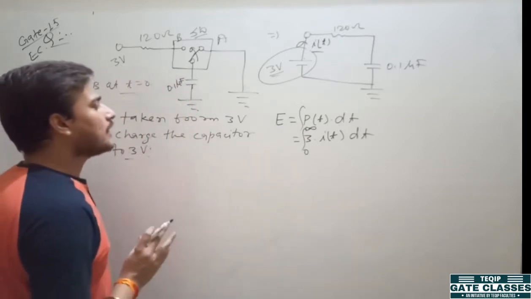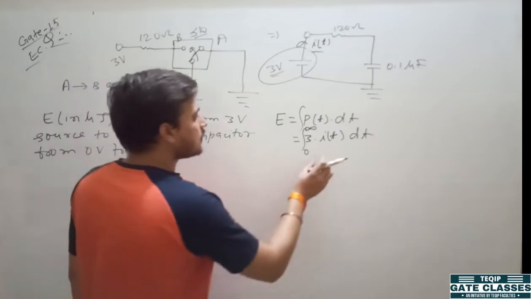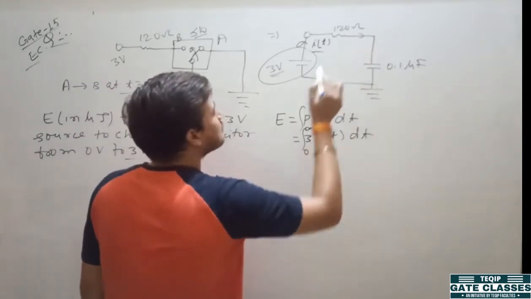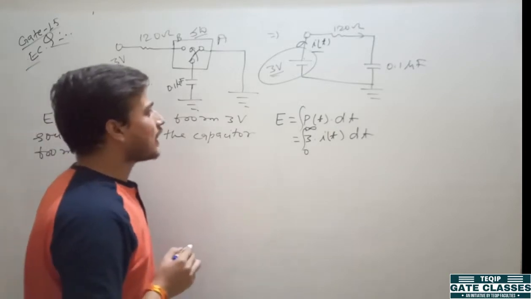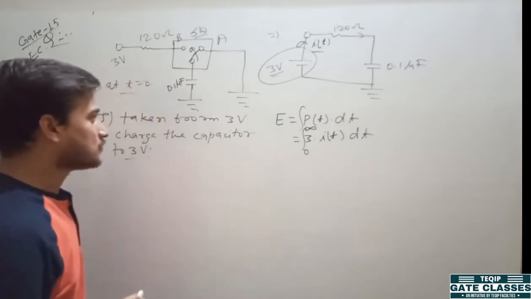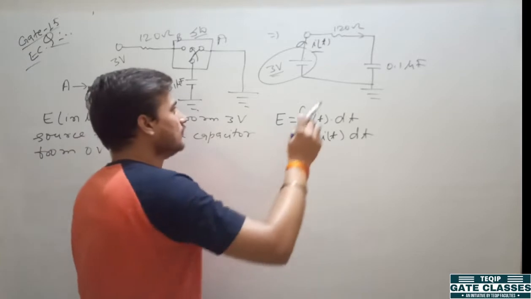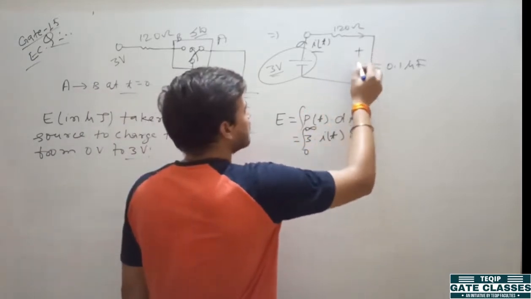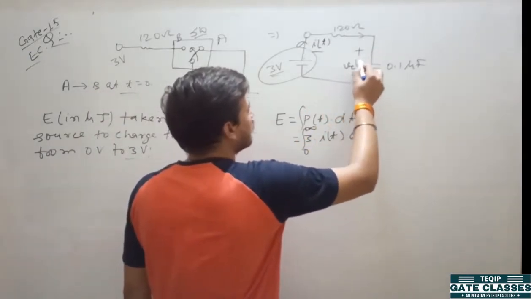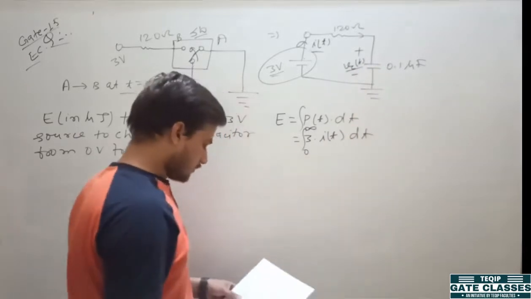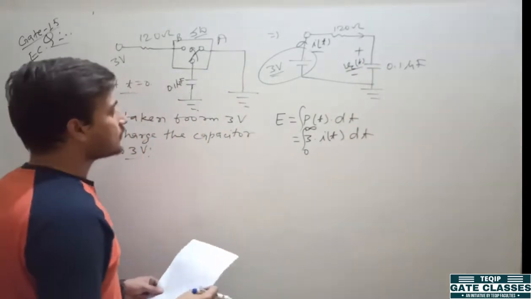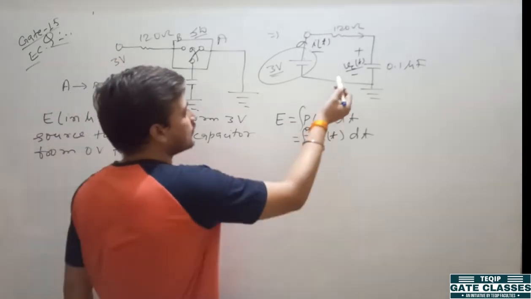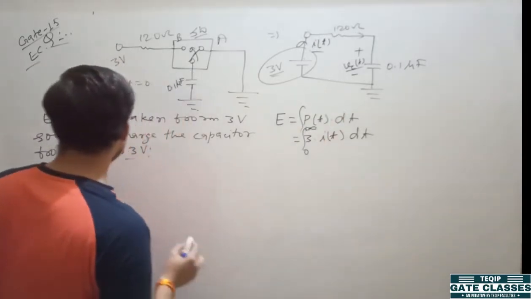Now we have to write the expression for current i(t). So to write the expression for current i(t), what can you do? First we'll write the expression for voltage across this capacitor. Then you can write the current i(t).